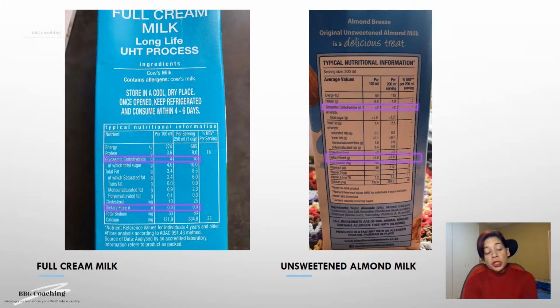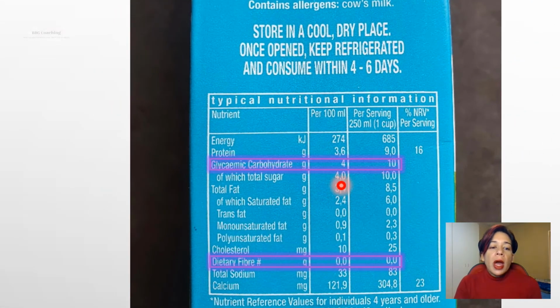So one of the questions people always ask is, why can't I use milk if I can use full cream and I can use yogurt? So milk is very high in carbs, cow's milk that is, and very low in fiber. If you look at, let me get a pointer out here, the glycemic carbohydrates, you have per 100 mils 4 for full cream milk, and then your dietary fiber is 0, right? All of that carbohydrate is actually sugar in full cream milk.